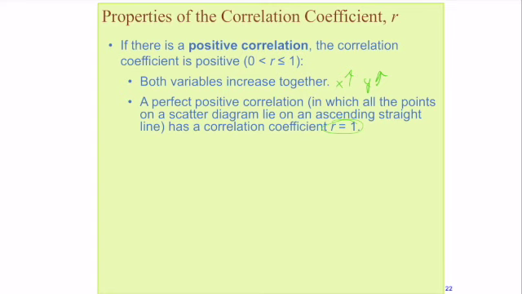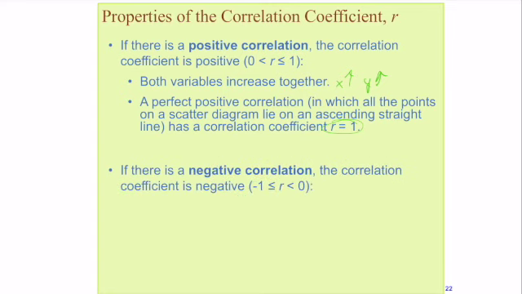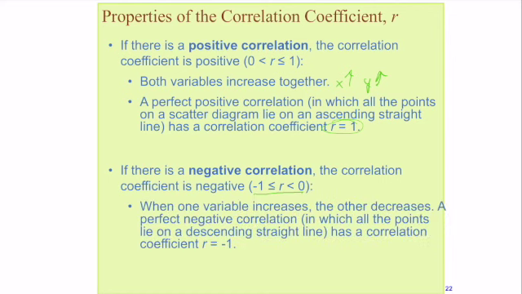If there's negative correlation, my coefficients are between -1 and 0. When one variable increases, okay, so typically my X, then the Y value decreases. Okay, a perfect negative correlation, all points lie on a straight line. It would have a correlation coefficient of R equals -1. Again, this will not happen in the real world.